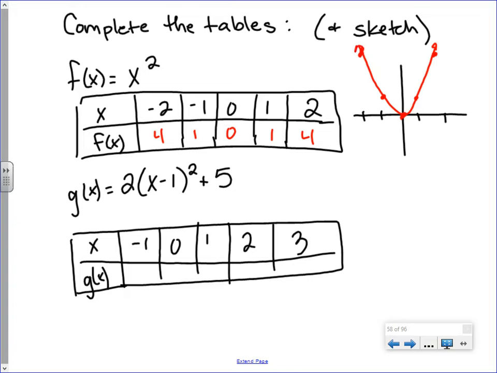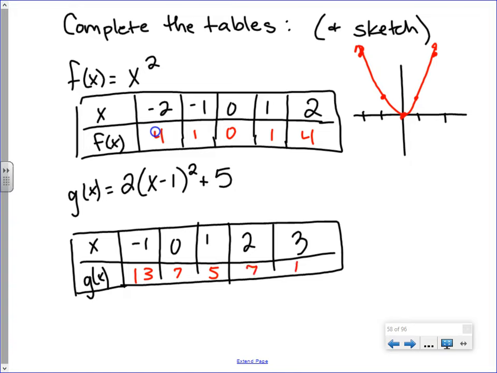Okay, what happened with the next one? Fill in my table. 13, 7, 0, 7, 13. It's 5. It's 5 instead of 0, I believe. Yeah, it should be 13, 7, 5.